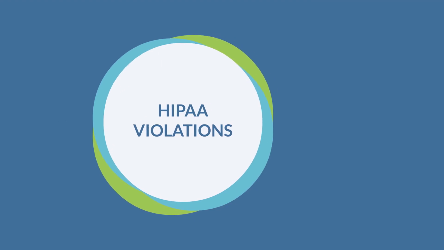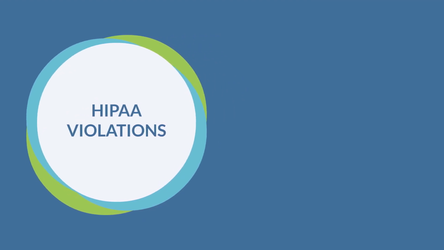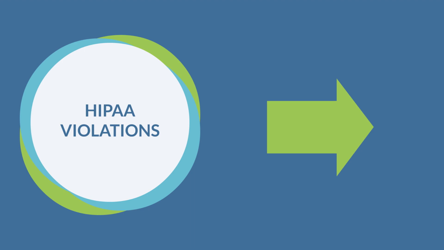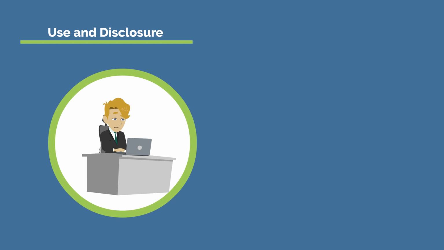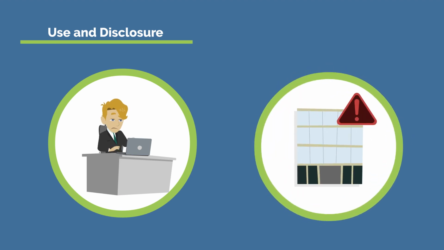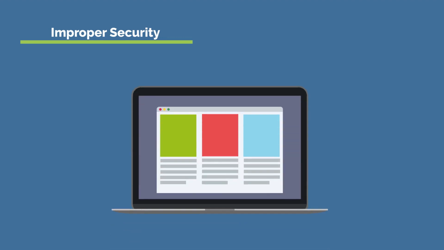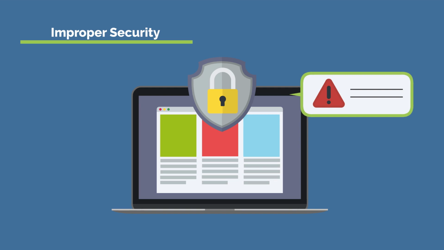HIPAA violations. HIPAA violations commonly fall into several categories. Use and disclosure: a use and disclosure violation occurs when a covered entity or business associate improperly distributes PHI or EPHI to an incorrect party. Improper security: HIPAA safeguards can result in a HIPAA violation when the standards of the HIPAA Security Rule are not correctly followed.